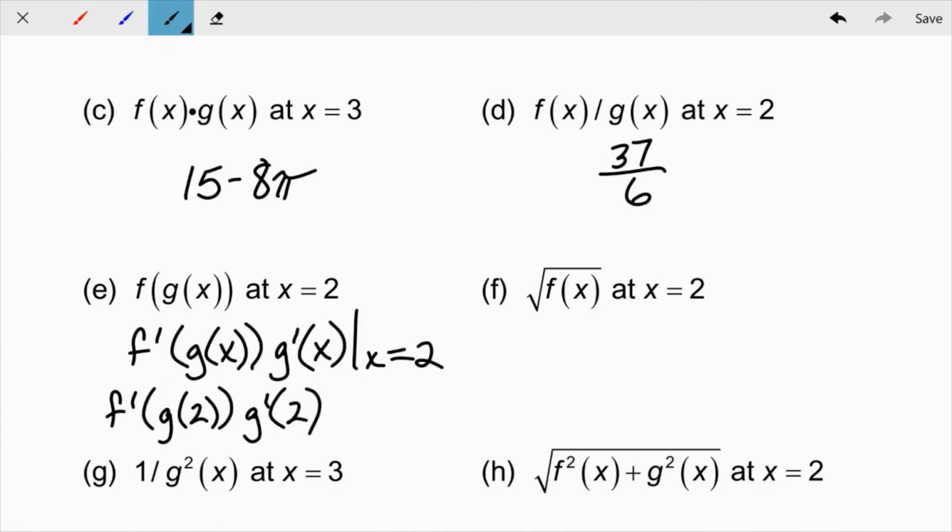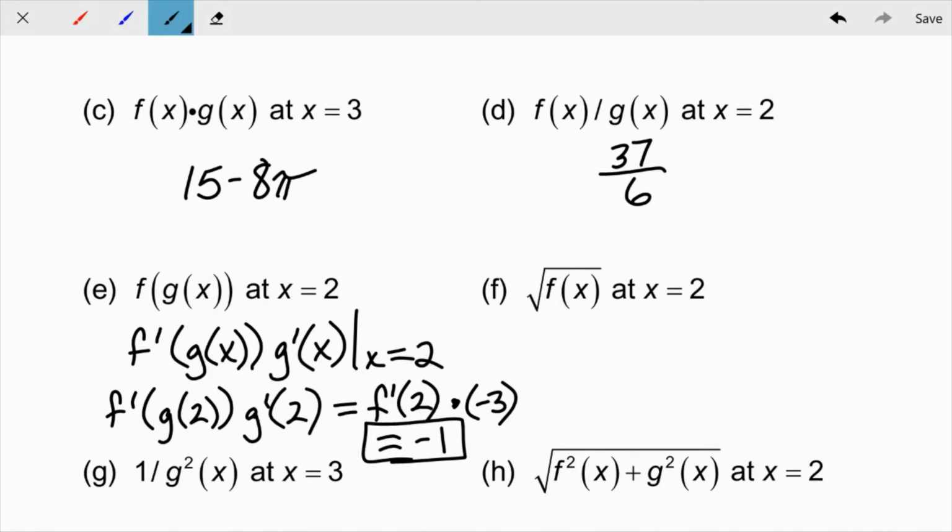And now I just have to pull the values out of the table. And g of 2, if you go back to that table, g of 2 would be equal to 2. So this is essentially f prime of 2. G prime at 2 was negative 3, so this is times negative 3. And then if I look back at my table, f prime at 2 is 1/3. So 1/3 times negative 3 gives me negative 1. And that would be my solution.